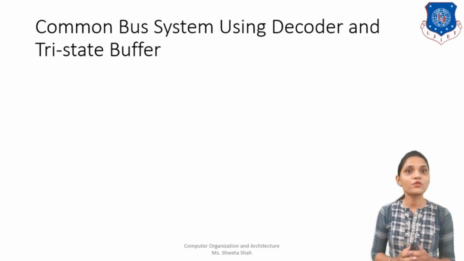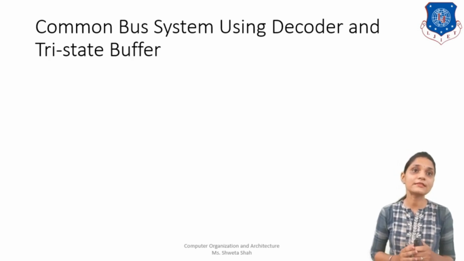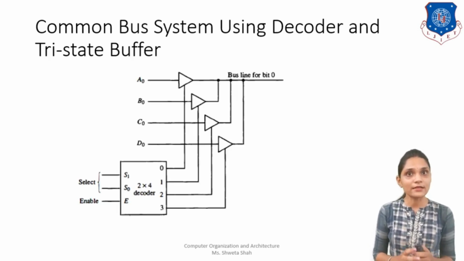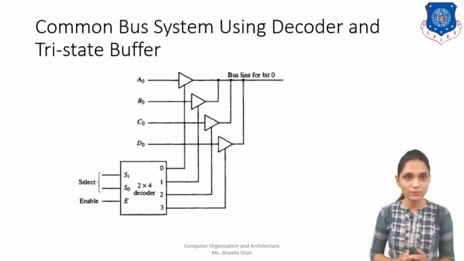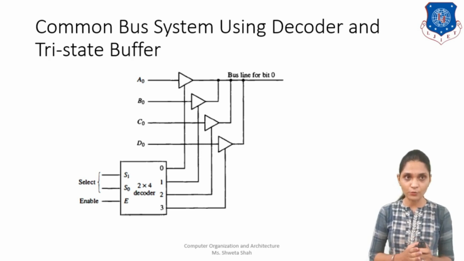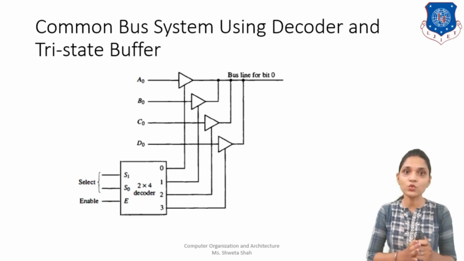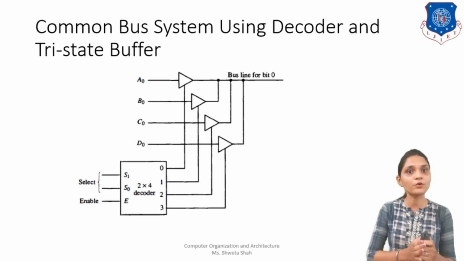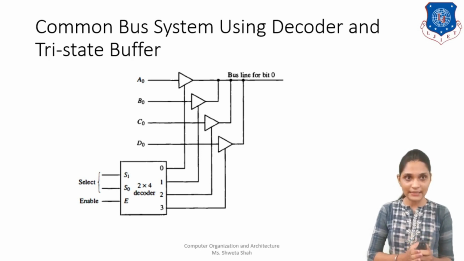So with this tri-state buffer, we will require another circuit, that is a decoder. So this is the circuit diagram for common bus system using decoder and tri-state buffer. This decoder is a 2x4 decoder. That means you already have learned what is a decoder. This decoder 2x4 means it has 2 inputs and 4 outputs, or you can say 2 selection lines, and according to the selection, any one output from these 4 will be activated.